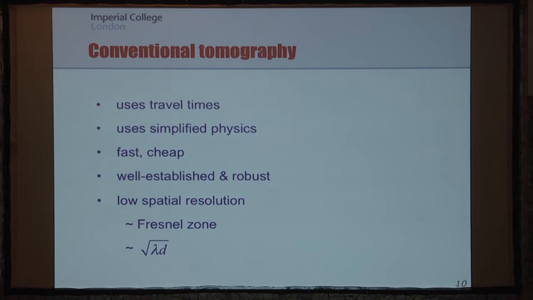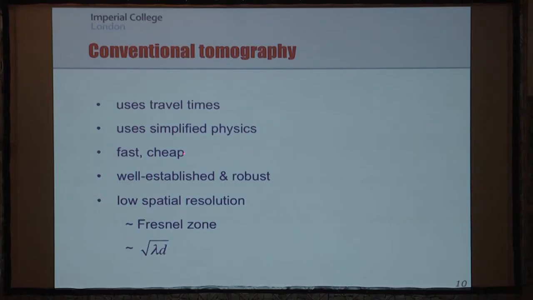So now I want to compare conventional tomography, the way that we normally build velocity models, with full waveform inversion. So conventional tomography has these sorts of characteristics. Conventional tomography uses travel times, it uses very simplified physics. Typically it uses rays or geometric optics, something of that sort, to generate its models. It's fast and cheap, and those are advantages. It's well established and robust, so people know how to use it. They know how to stop it going wrong. They understand how to make it work, so that's also a big advantage. So these are all advantages.